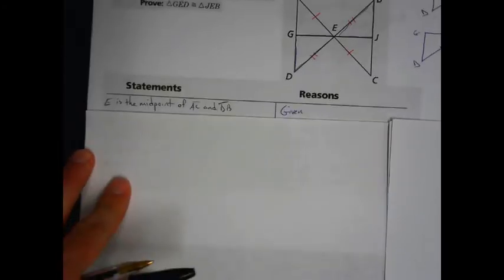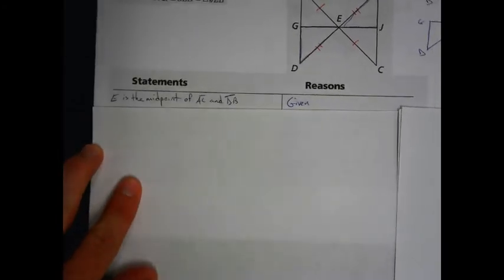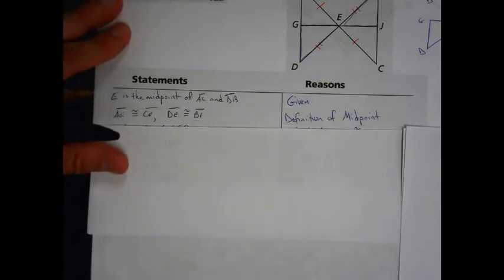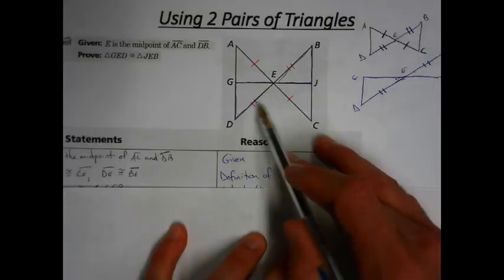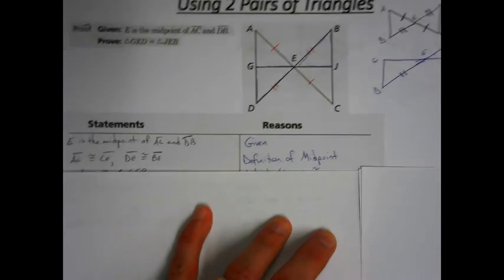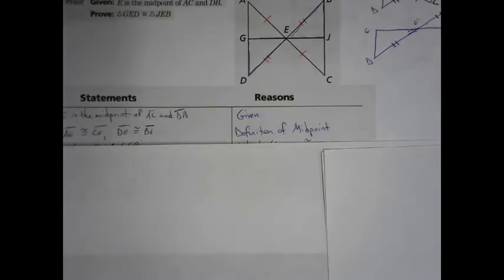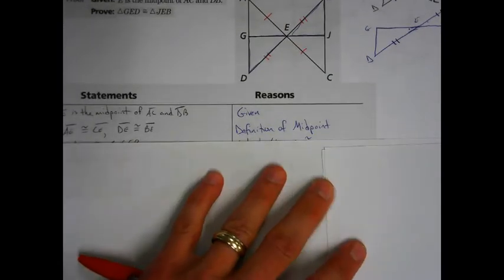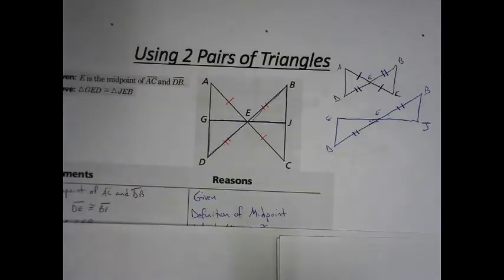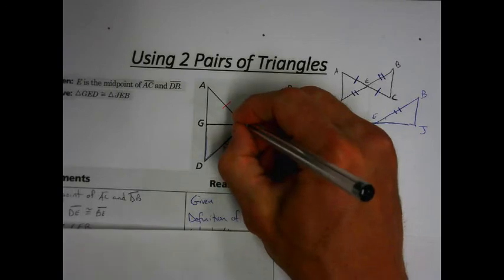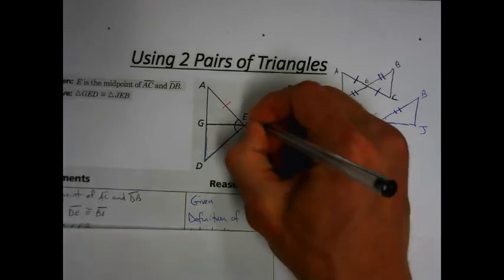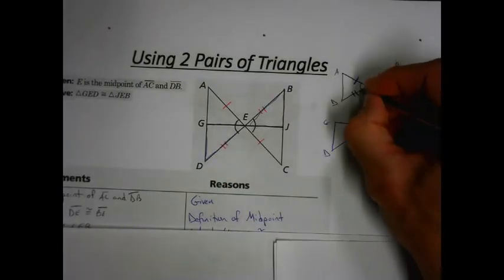So let's go. We have E being the midpoint of AC and DB, that's given, right? And so now we have the definition of midpoint establishing our pairs, all these tick marks. We got that. Now, what else do we know? We have a couple of vertical angles happening. So let's first look at the big triangle, right? Do you see we have vertical angles in the big triangle? Big vertical angle here, big vertical angle here, which is here and here.